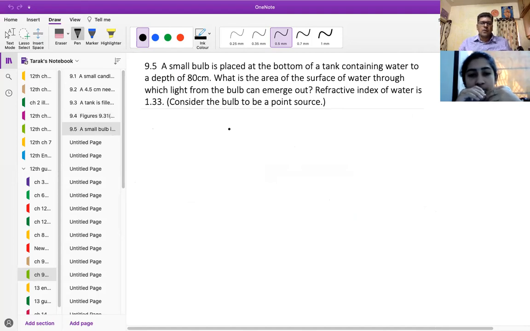Question 9.5. You have been given that a small bulb is placed at the bottom of a tank containing water to the depth of 80 centimeters. Chalo, it means that it looks like our example number three.